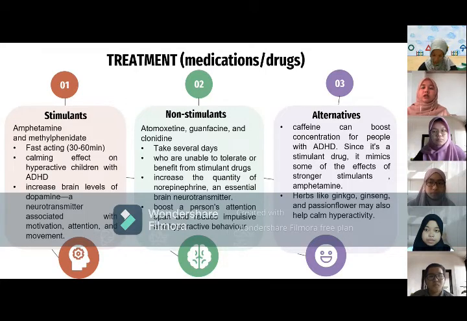Secondly are non-stimulants. The drugs are atomoxetine, guanfacine, and also clonidine. They may take several days to work, in comparison to stimulants. The non-stimulant drugs will be given to patients who are unable to tolerate or benefit from stimulants. The possibility of being given non-stimulants is about 20 to 30%, as stimulants have 70 to 80% success. Basically, it helps to increase the quantity of norepinephrine, an essential brain neurotransmitter. It helps boost a person's attention span and also reduces impulsive and hyperactive behavior.